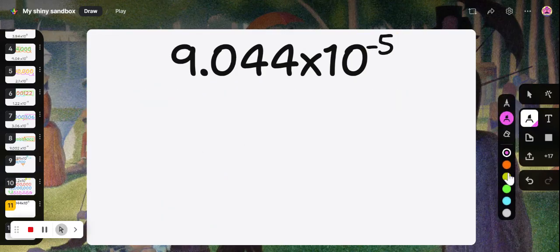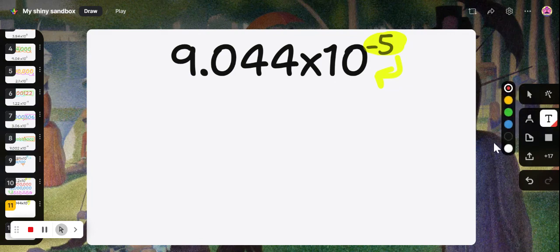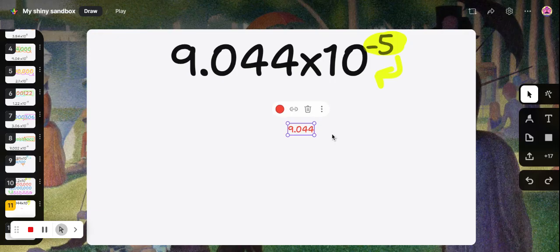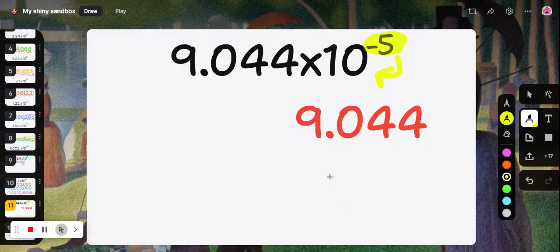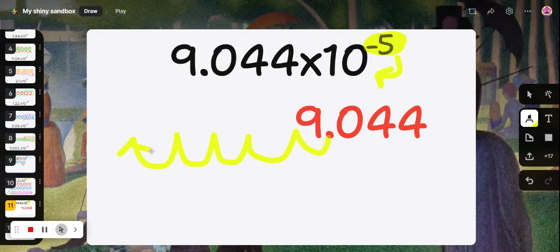Our next example, we have a negative exponent. So I know this is going to be a negative number. That means we're moving our decimal to the left. So we need to start a little bit further to the right so that we have room to move to the left. Here is our coefficient. And we can hop to the left 5 jumps. 1, 2, 3, 4, 5. Here's our new decimal place. We can fill these gaps in with zeros.